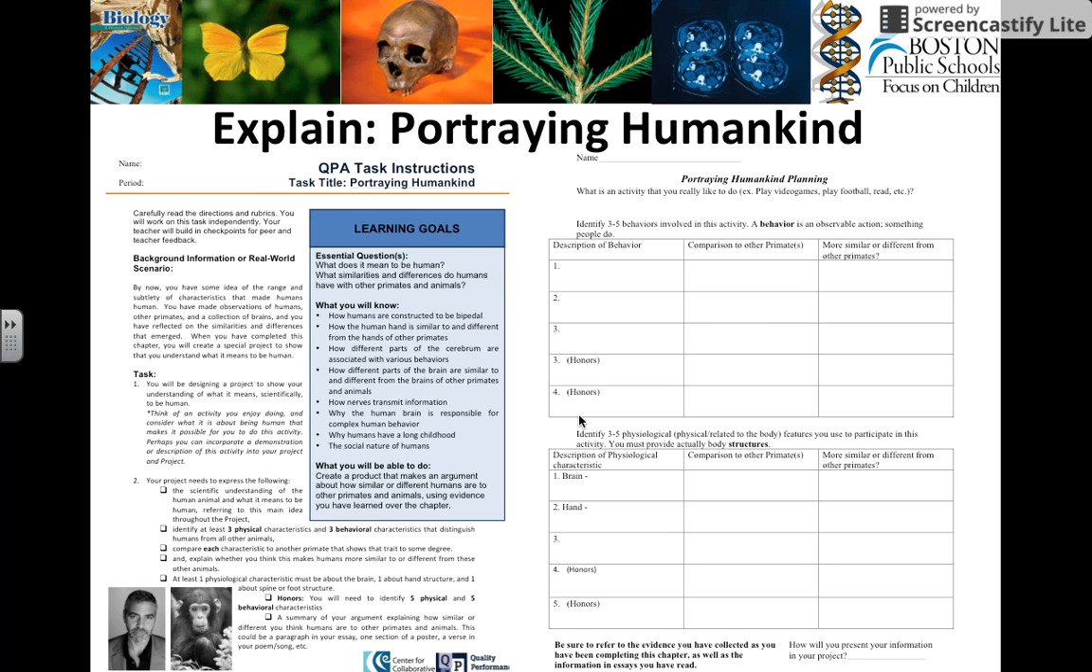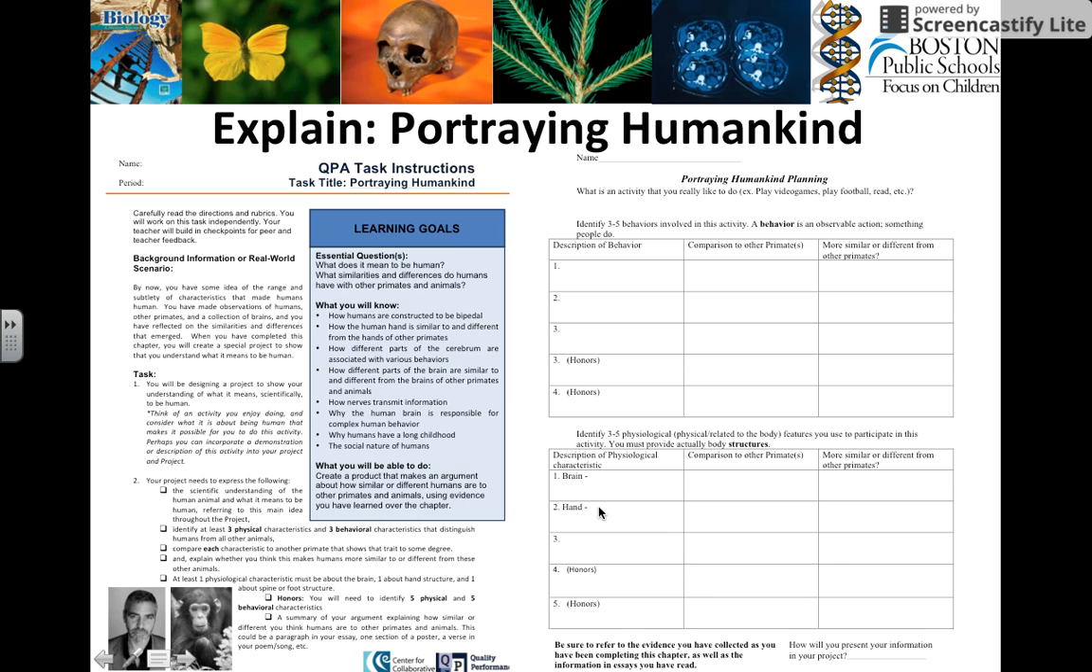The next activity, Portraying Humankind, is actually introducing a project. That's the capstone chapter project, where they're answering that question, are humans more similar to or different from other species? So I give them project guidelines of what they need to do. I also give them a planning sheet. I find that to make sure they're doing everything the project asks, it's really helpful for them to plan it out. So what are the behaviors?